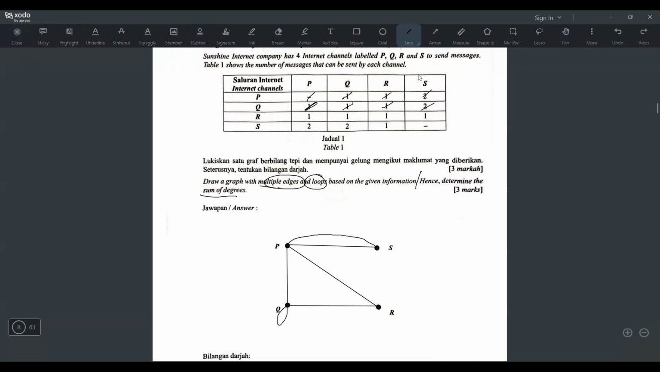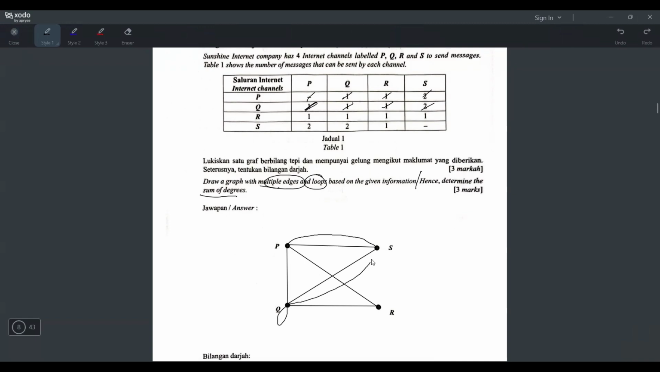Okay, two lines from Q to S. Let's go. Two lines from Q to S. So Q to S, now there's no line. So I will just draw one line and draw one more line from Q to S. Okay, and I will draw the same as just now, multiple edges like this, right? Or you want to draw the other way, the other like this, above also can, right? Okay, done. Next one is one line going from R to P.